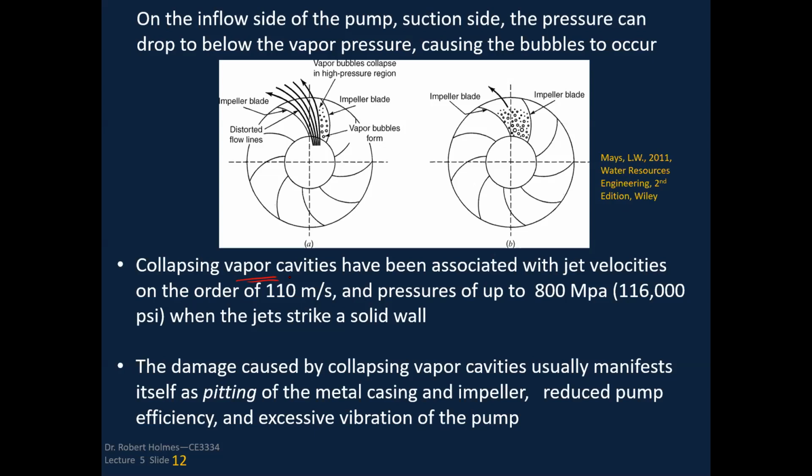These collapsing vapor cavities are quite damaging to the pumps. They'll pit the pump. When you get cavitation occurring, it will wear out the bearings very quickly. When these cavitations collapse, the jet velocities of the bubble imploding have large pressures and large velocities, so it's equivalent to a jet striking a solid wall. It's very, very damaging to the pump impeller.